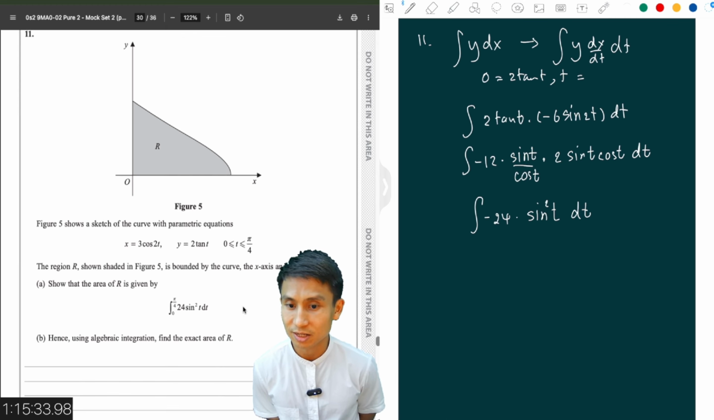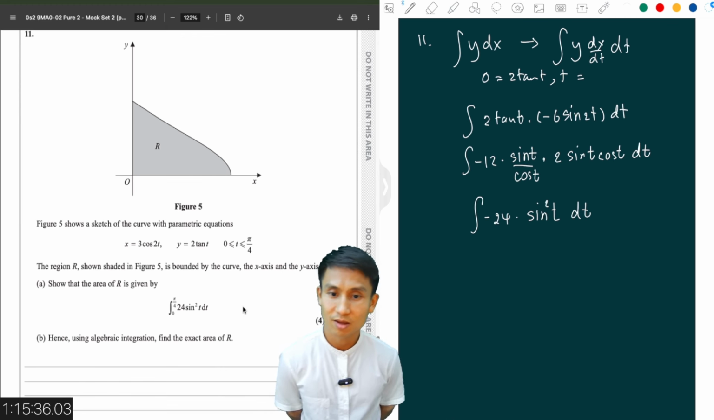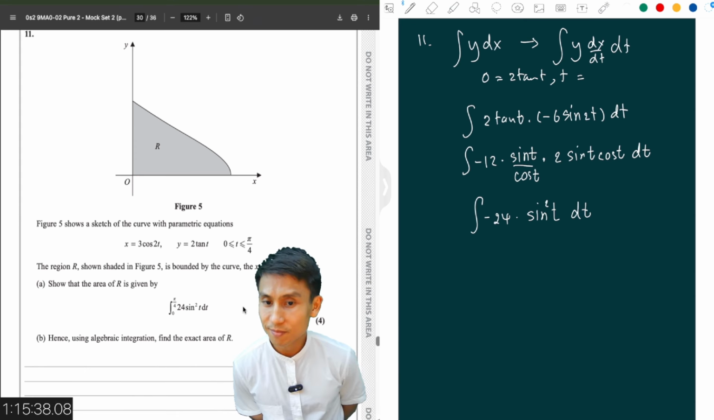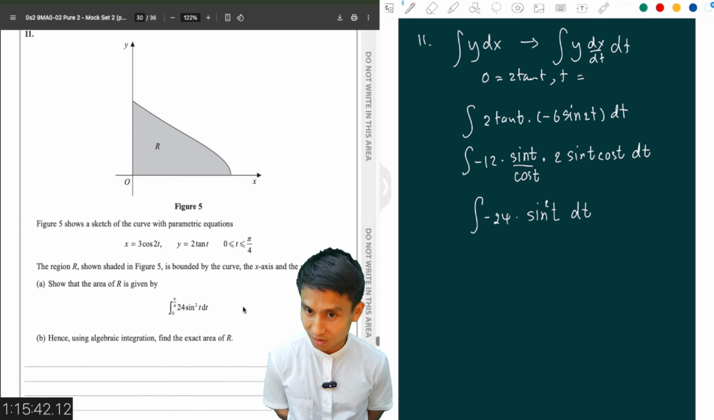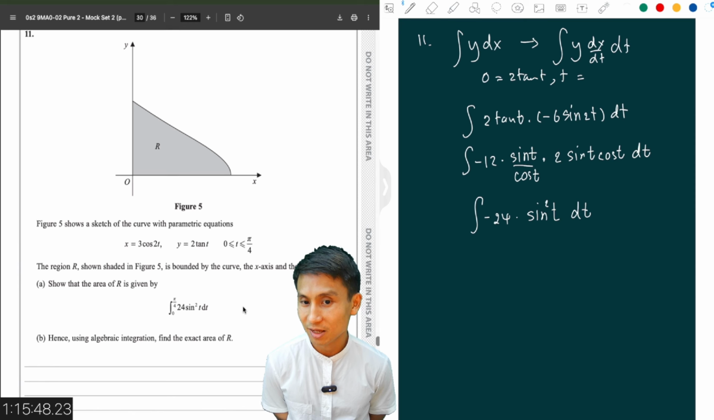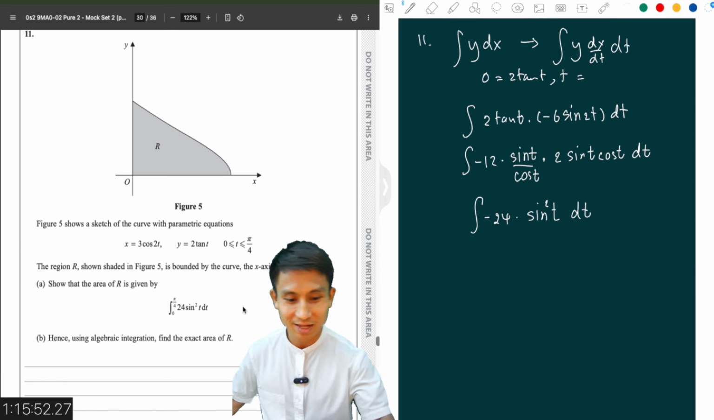Interesting. Is there anything wrong with this? Okay, let's put pi over 4 in the x equation. We get cos pi over 2. Cos pi over 2 is 0. So that is saying, okay, yeah, all right, I get it.